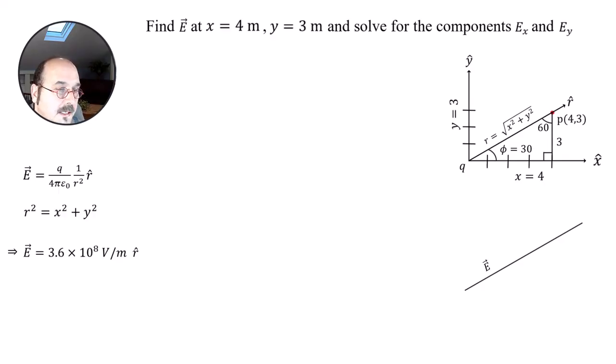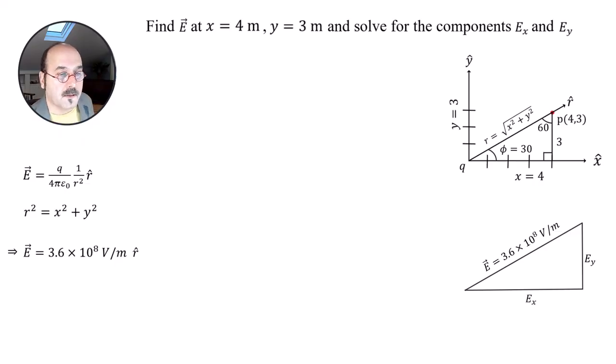So I'm just going to copy this down. 3.6 times 10 to the 8. Okay, and that's volts per meter. And that means that this must be my y component, and this must be my x component. So I can label that as EY, and I can label this as EX. And these are the actual vector components that I'm looking for.